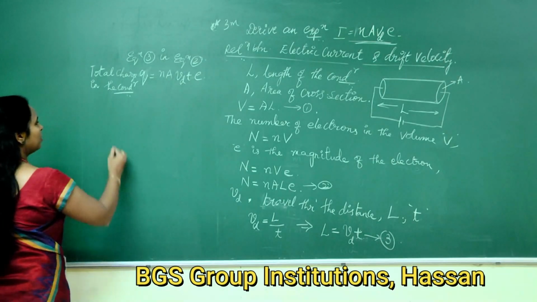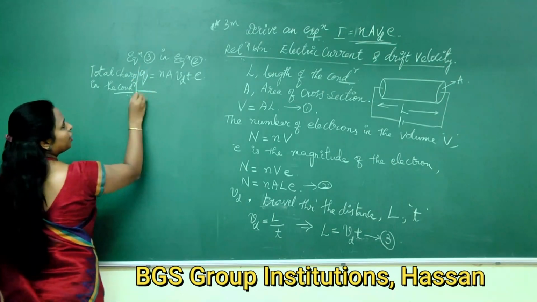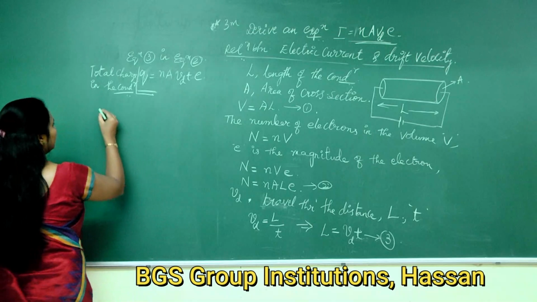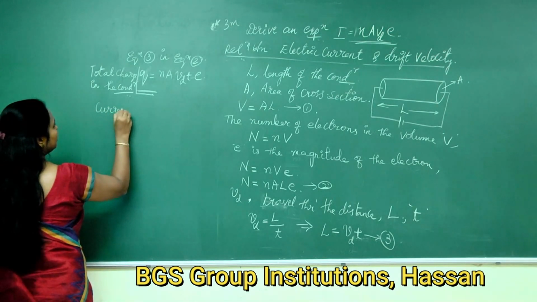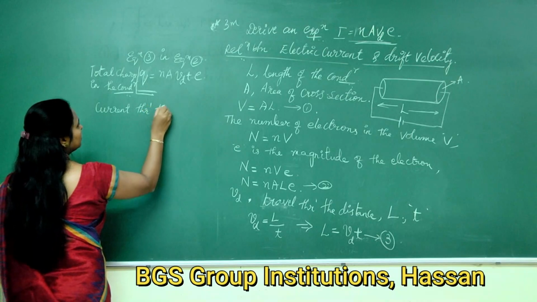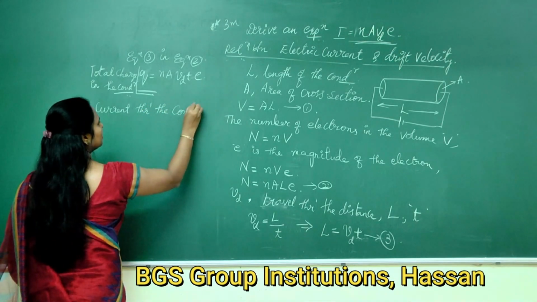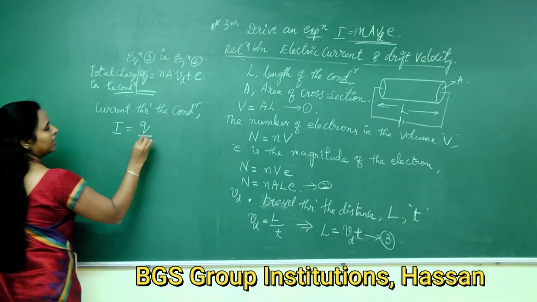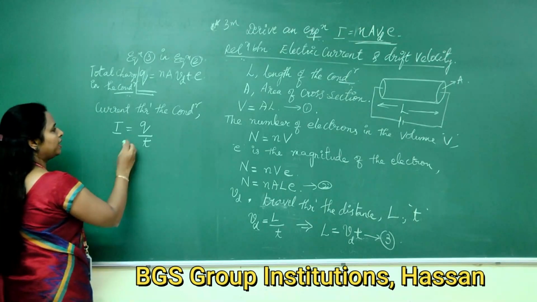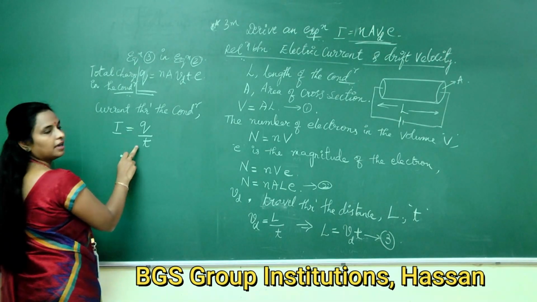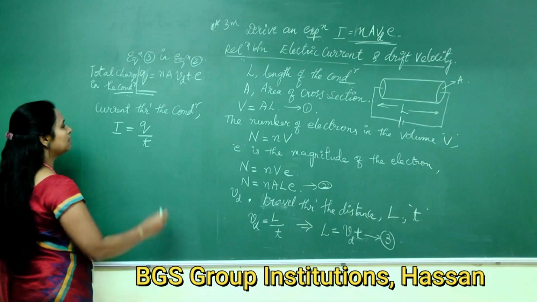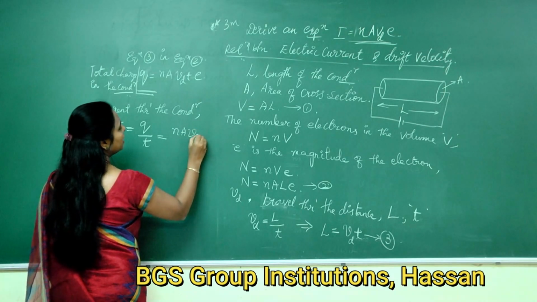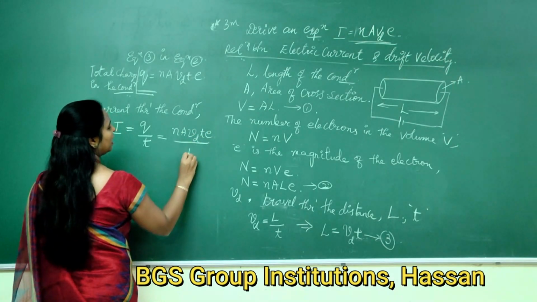So when you get the value of Q, it is easy to calculate the current. So what is the current through the conductor? I is equal to Q by t, because electric current is the rate of flow of charges, isn't it? Q by t. Now substitute for Q, that is N A Vd t e divided by t.